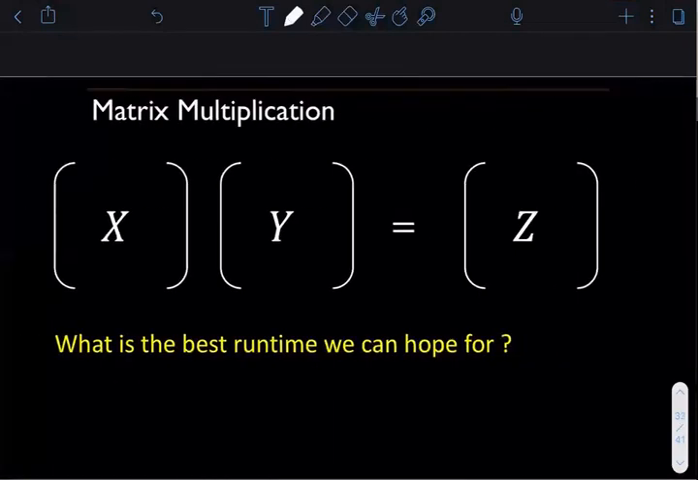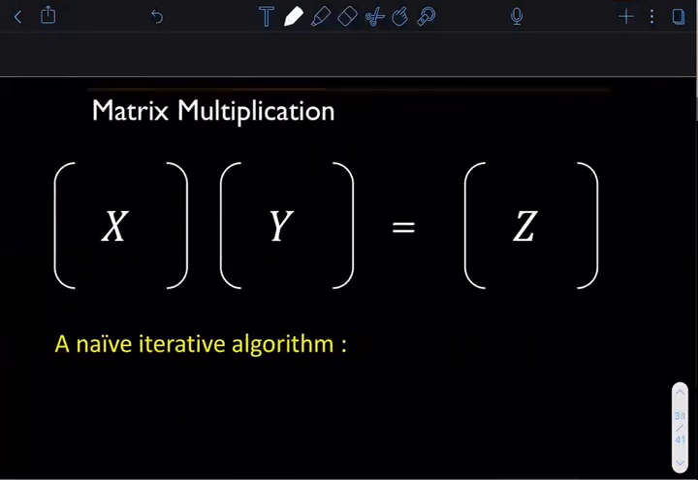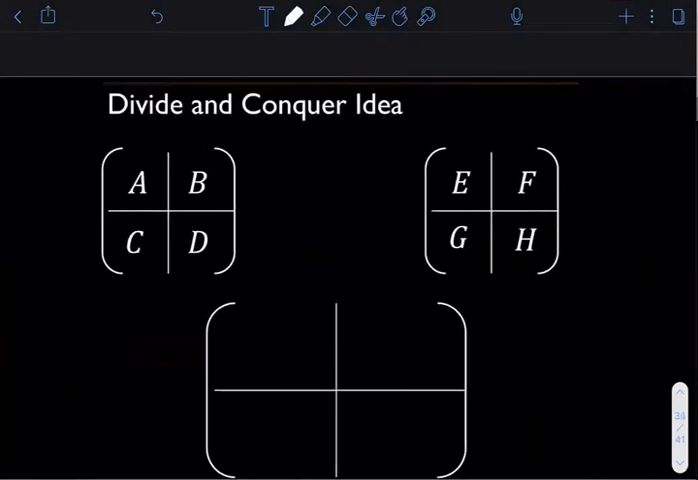So what is the best runtime I can hope for? This is order n square, and the naive algorithm takes theta of n cube. So can we do better is the question. Since we are studying divide and conquer, of course, now we would like to apply divide and conquer. Now, what is the setup? I have been given two matrices.